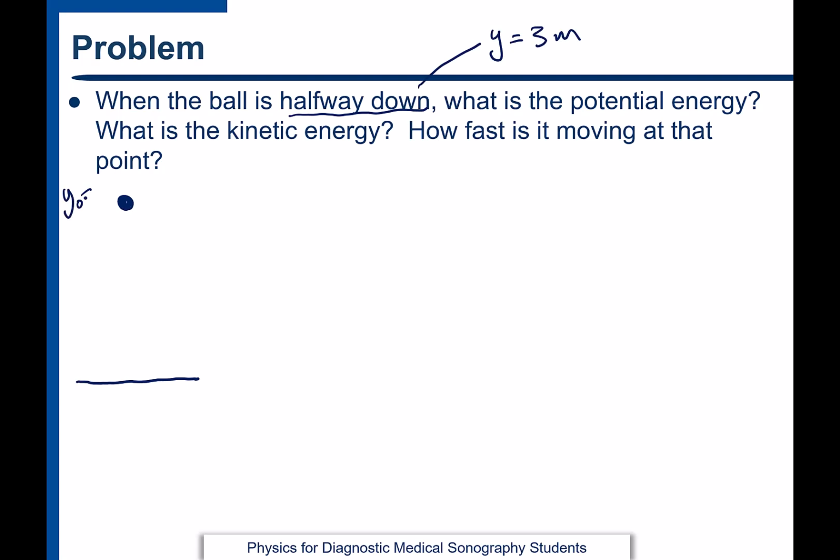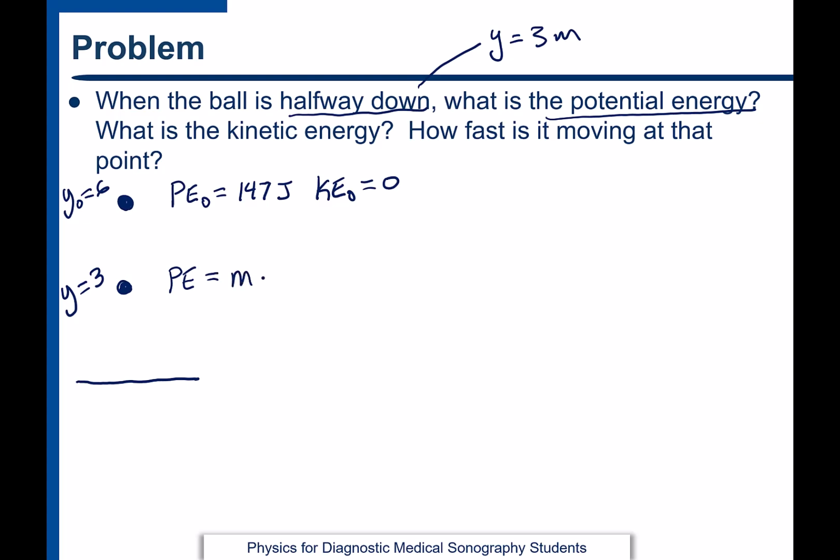So our initial height was 6. Now we want to look at it when y is equal to 3. And I'll just remind you what we know so far. We know the initial potential energy was 147 joules. The initial kinetic energy was 0. So let's figure out what the potential energy is at this point.